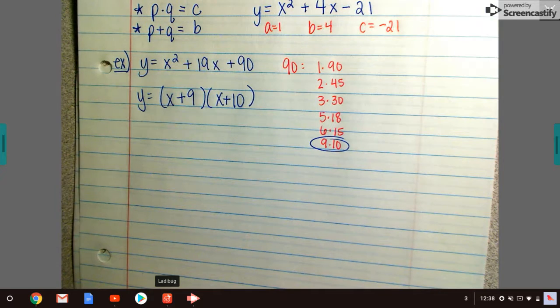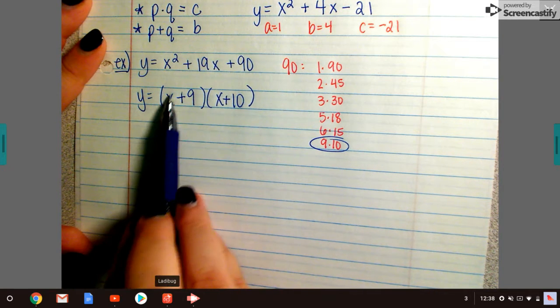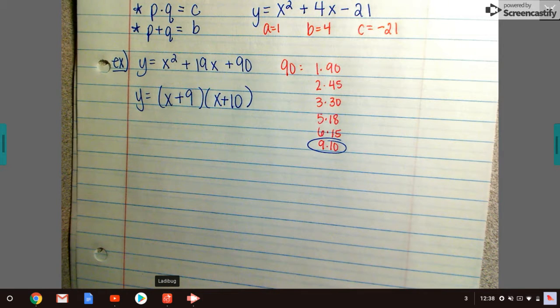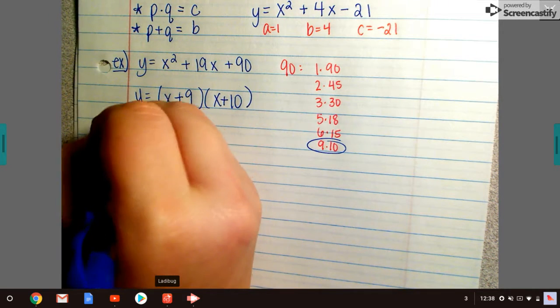And we can check, if we wanted to. We've got x squared plus 10x plus 9x. Well, there's my 19x, plus 90. All right, let's do another one.